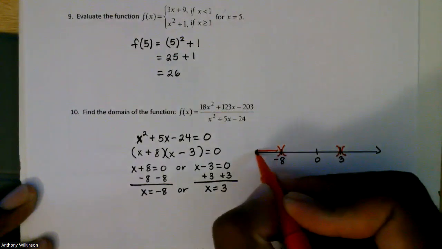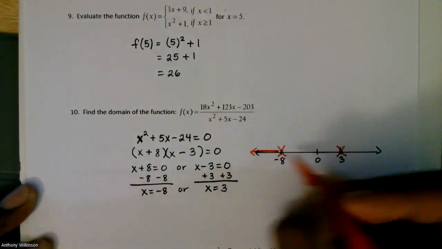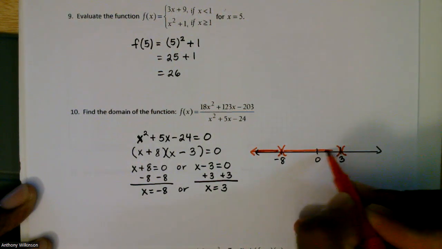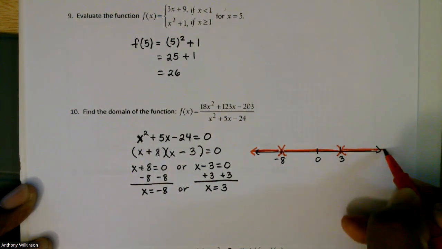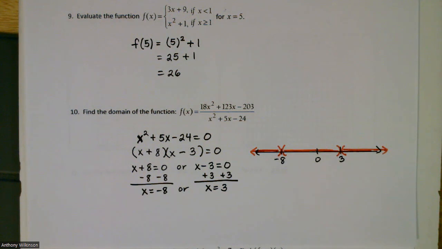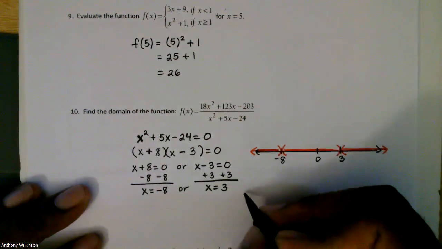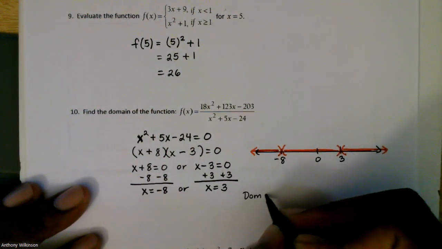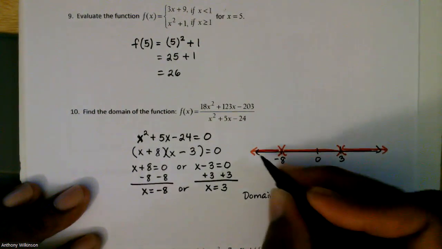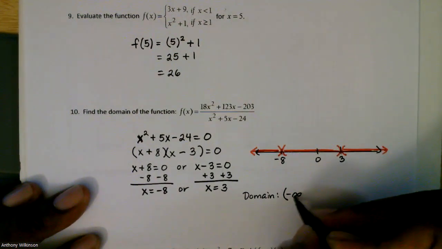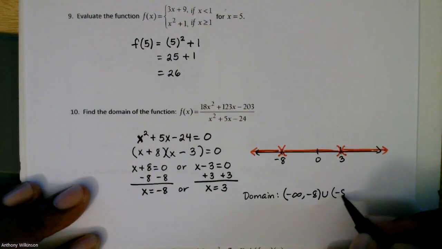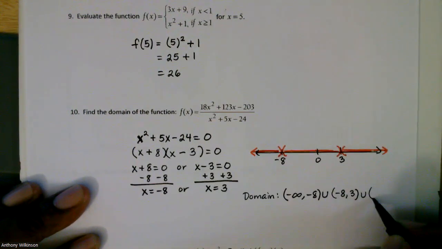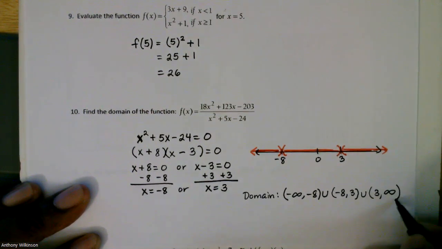any x value less than -8 will satisfy that rational function. Any x value in between -8 and 3 will satisfy that rational function. And any x value greater than 3 will satisfy that rational function. So if I go from left to right on this number line, the domain of this rational function would be this, from left to right, -infinity up to -8, or from -8 to 3, or from 3 on out to infinity.